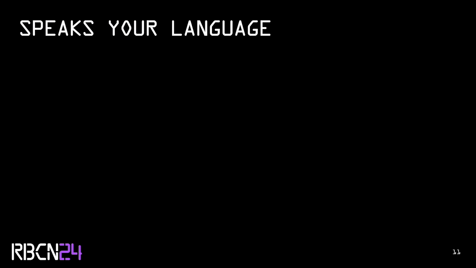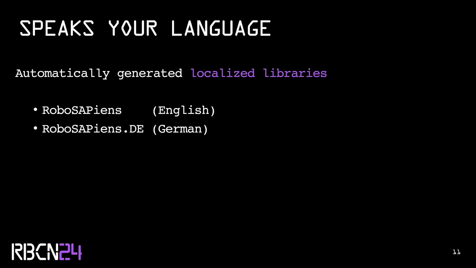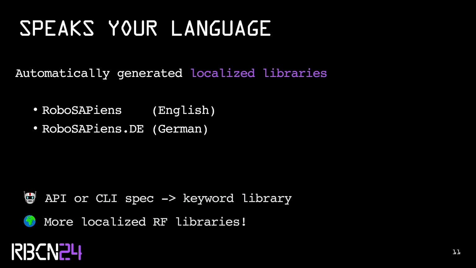Now, humans speak several different languages, and so do the SAP GUI and Robot Framework. Well, Robosapiens too. It actually consists of two localized keyword libraries that are generated automatically from a specification, Robosapiens in English and robosapiens.de in German. I would like to point out that generating Robot Framework libraries from API specifications is a great time saver. Take note. And I hope Robosapiens will inspire more localized Robot Framework libraries.